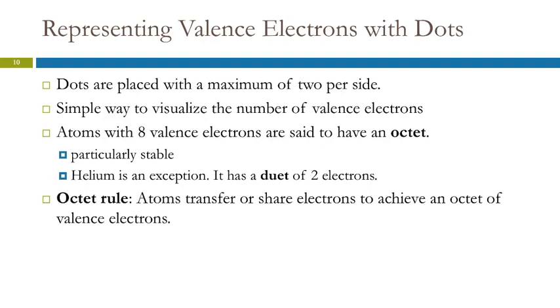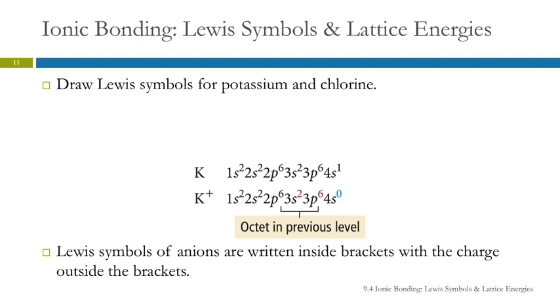So we have what we call the octet rule. Atoms will transfer or share electrons to achieve an octet of valence electrons. So you've got 2 different atoms, or actually 2 of the same atoms. They're going to get together and figure out, can we share or transfer valence electrons so we can both have an octet? And this is how the Lewis model predicts bonding. So let's look at ionic bonding.